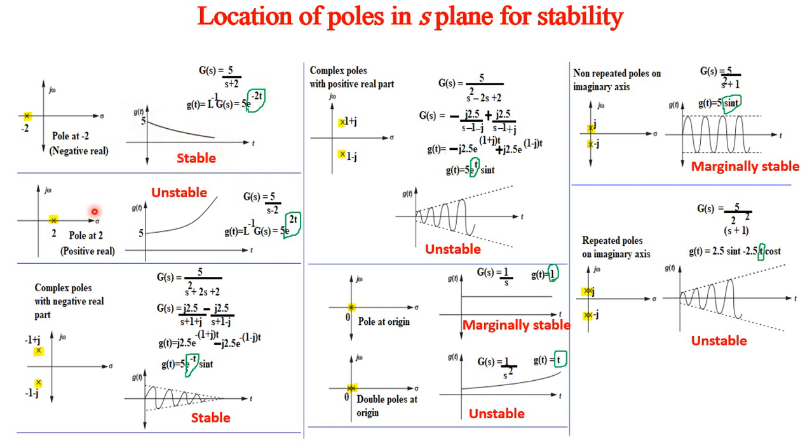Suppose we have a pole wherein the transfer function is given by 5 by s minus 2, because of that the pole is in the right half of the s plane.